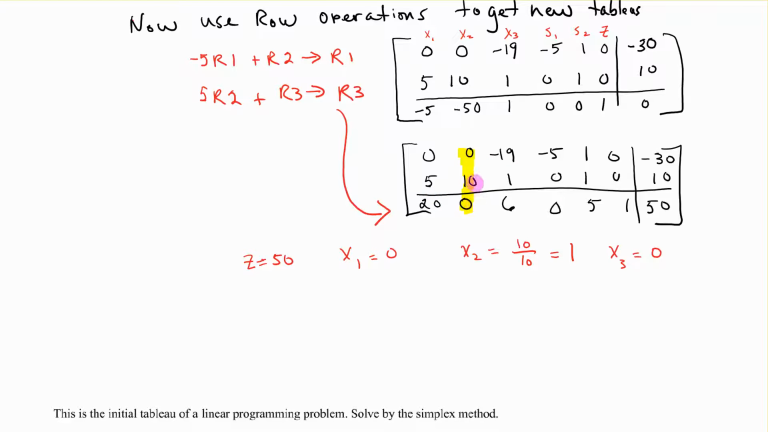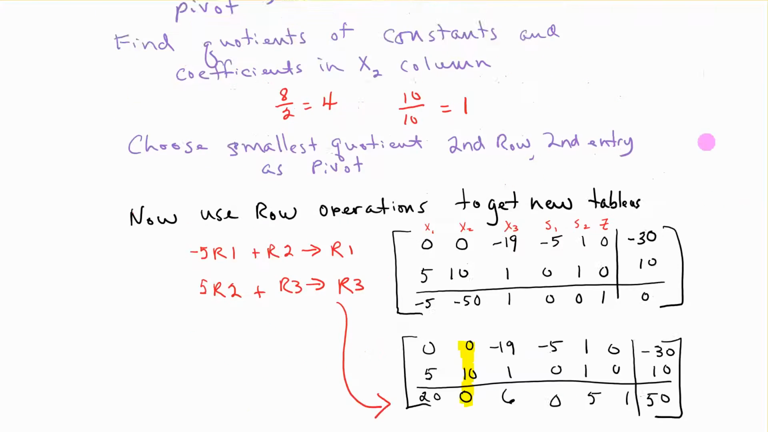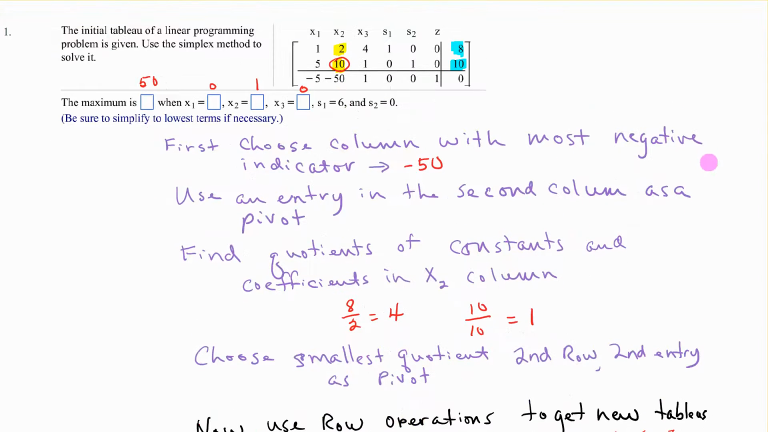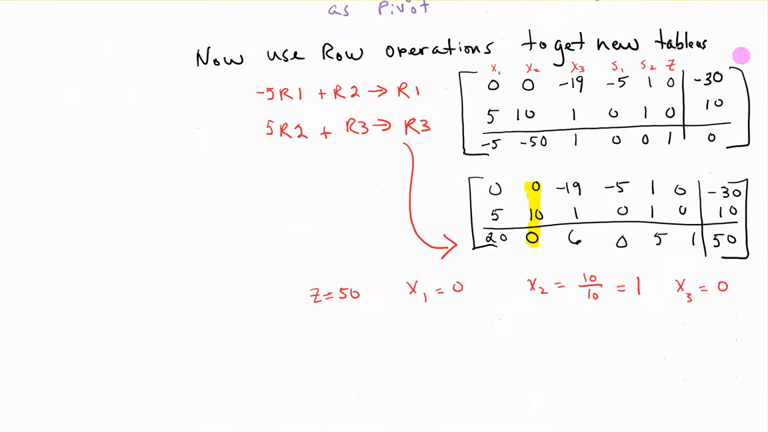This is a solution. So x2 is 10 divided by 10, which is 1. And x3 is 0, x1 is 0 because we don't have anything there. And z is 50. All right, so if we go back up here, we did have to get the 50, sorry. So the z was 50, and we solved for the 0, the 1, and the 0 there.